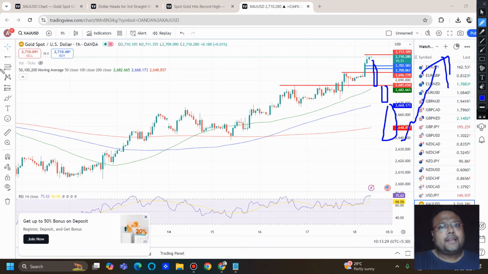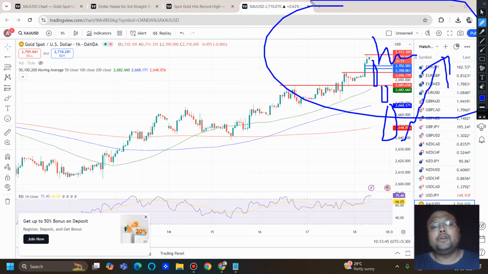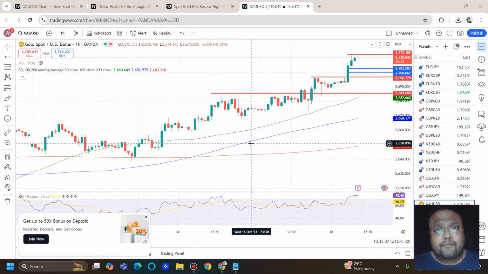If you're a swing trader and holding a buy on gold, continue, because still there is no sign of trend reversal. There's a high chance that gold will head towards 2750, 2800. Until and unless big news comes out, the uptrend will continue. Maybe at one point the market will go sideways, but the uptrend will continue. And if you're a day trader, then obviously you need to be on a buy position only, because in this market condition, taking a sell is suicidal.